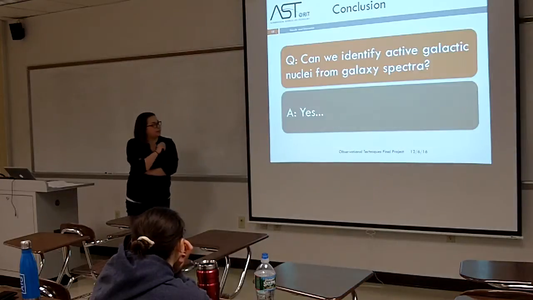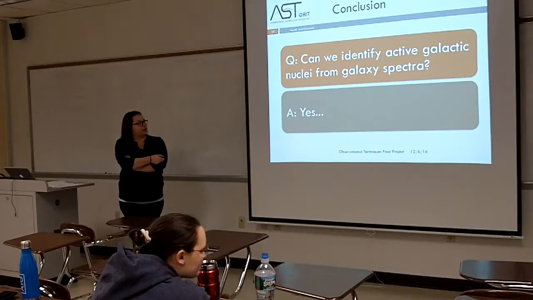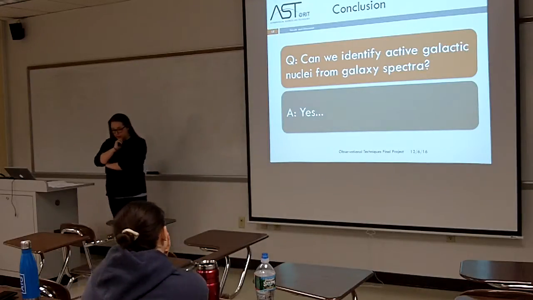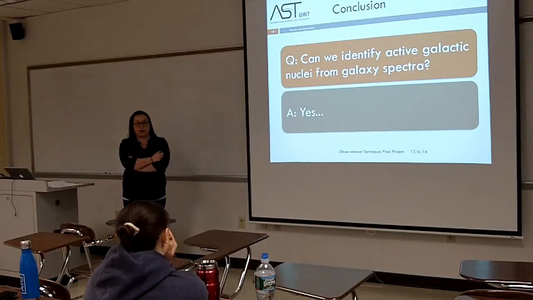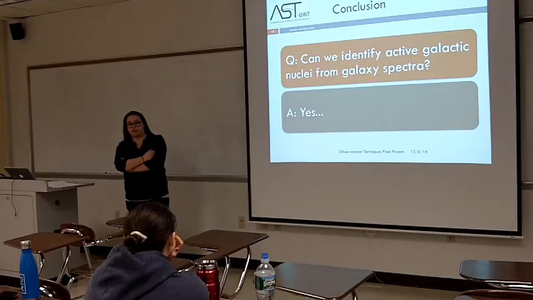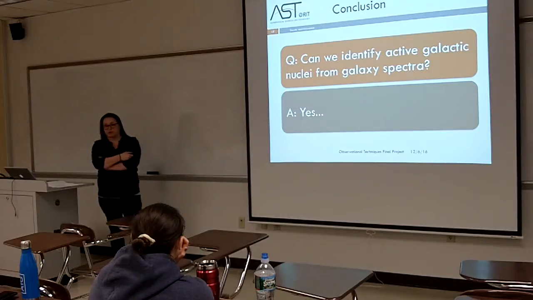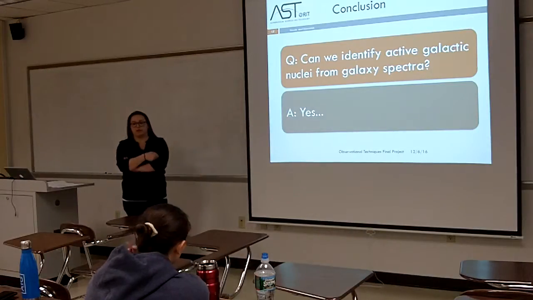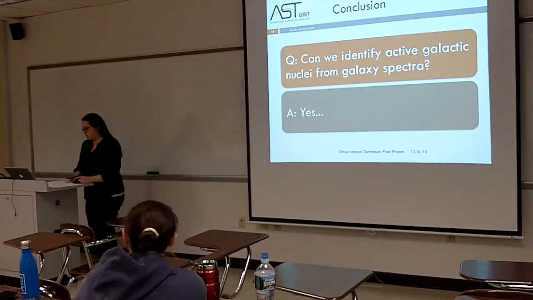But getting back to the point of this, my question here was, can we identify active galactic nuclei from galaxy spectra? The short answer is yes. We can with confidence say that a handful of my objects do have AGN in them. However, some of my other objects will take a little bit more looking at and figuring out what's going on to determine if they did or did not have them in there. That's it. Thank you.